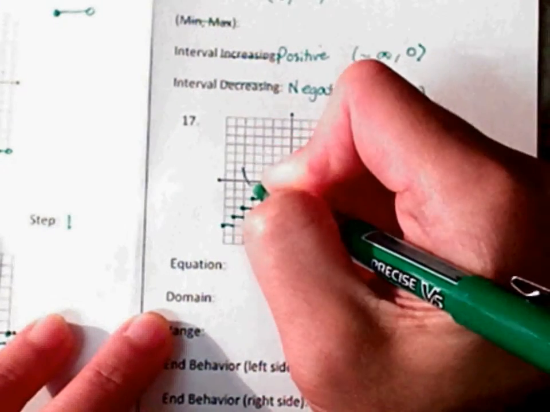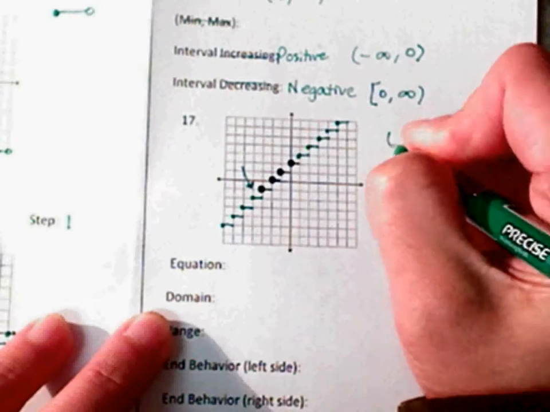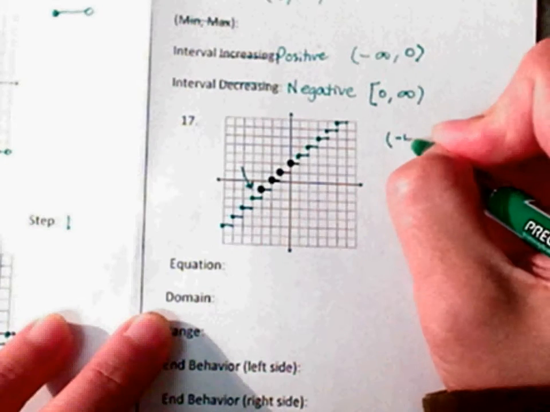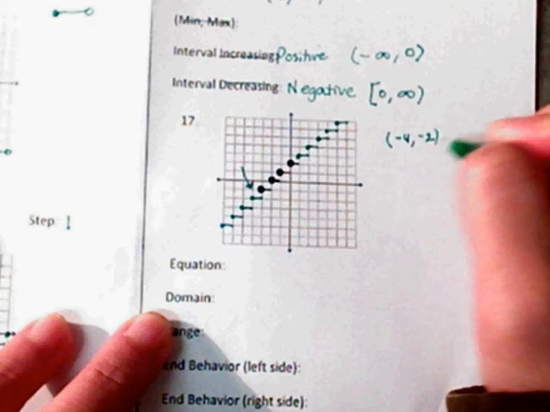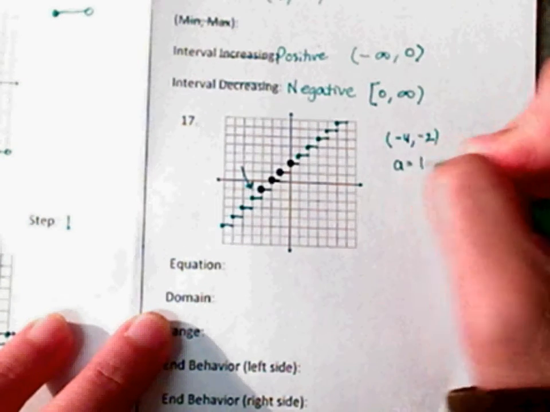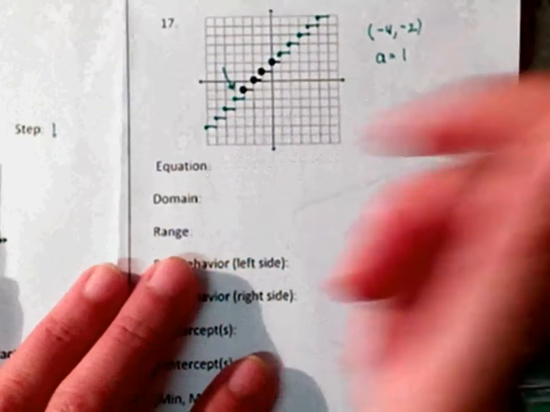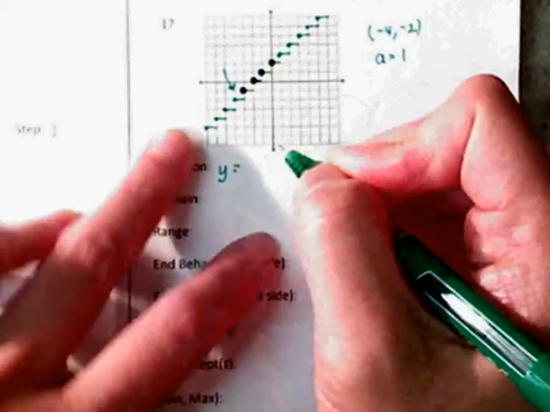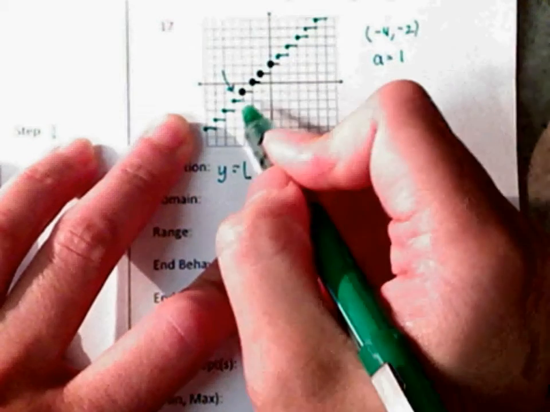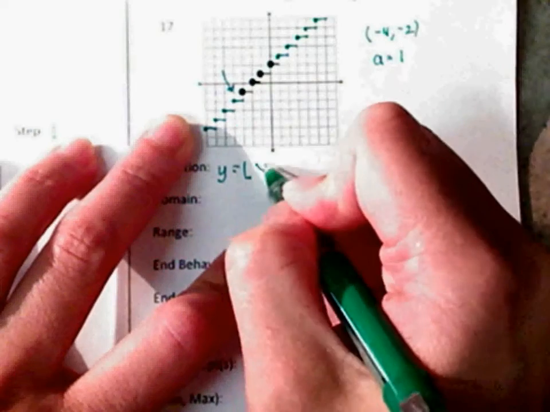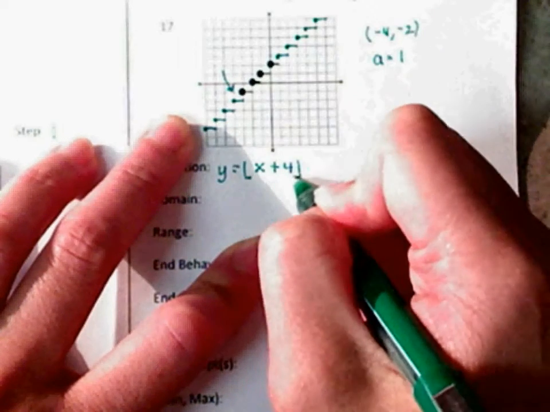I'm going to pick this one, which is 1, 2, 3, 4, negative 4, negative 2, just so you can see, and my step is a 1. So my equation will look like this, okay? Y equals floor function, starts here included, does not, x plus 4 minus 2.